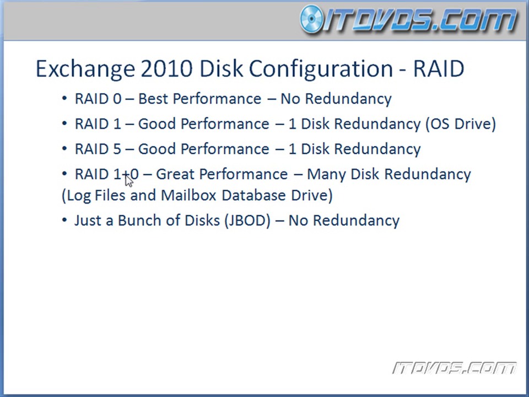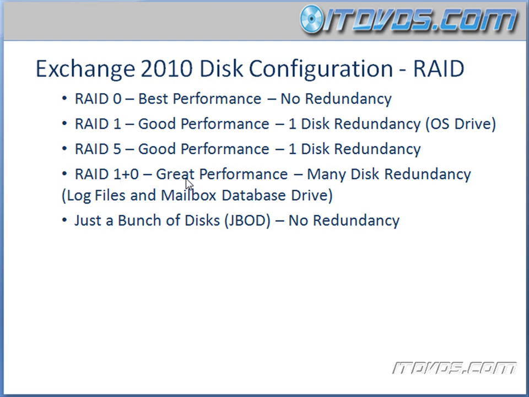Because with RAID 1 plus 0, you actually are using RAID 1. You're having basically multiple mirrors. Let's say you've got 10 disks. You're actually going to have 5 mirrored sets there. And you're going to stripe the data across those 5 mirrored sets. So you're combining RAID 1 and RAID 0.